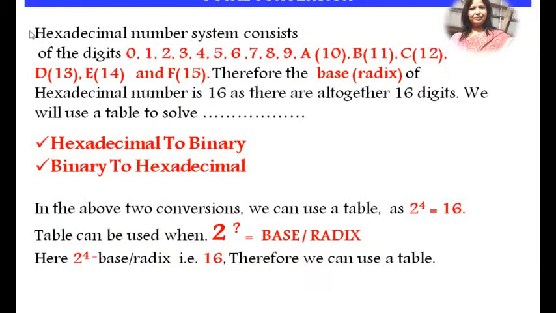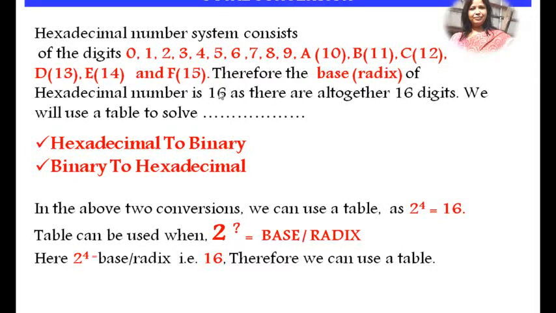Hexadecimal number system consists of the digits 0, 1, 2, 3, 4, 5, 6, 7, 8, 9. 10 will be represented with A, 11 with B, 12 with C, 13 with D, 14 with E, and 15 with F. Therefore, the base or the radix of hexadecimal number is 16, as there are altogether 16 digits.